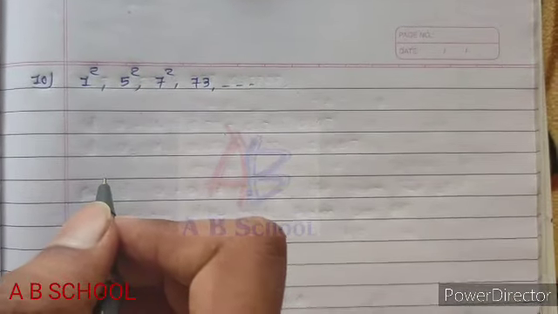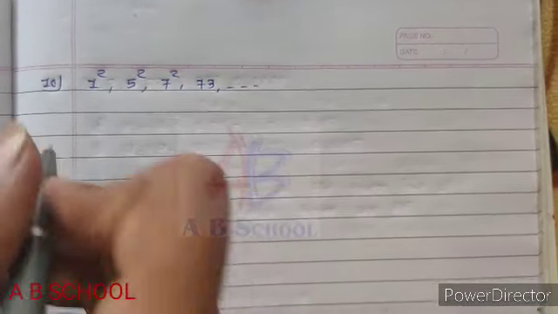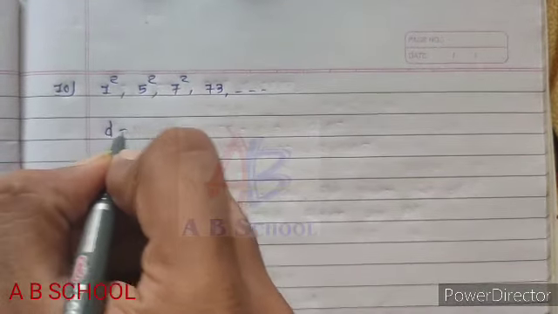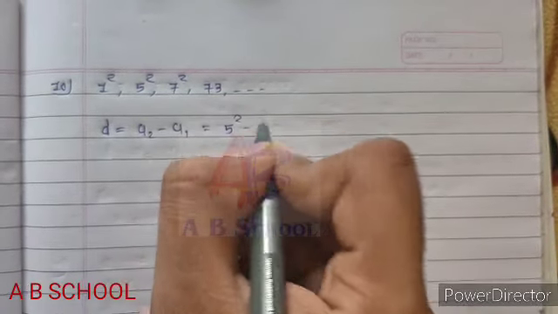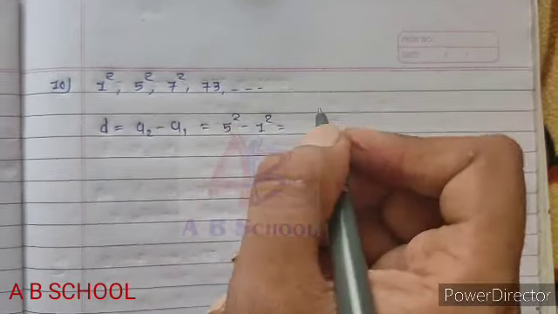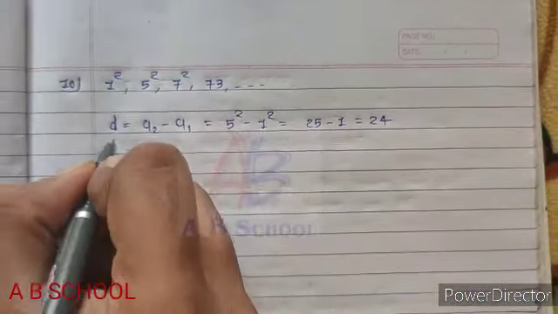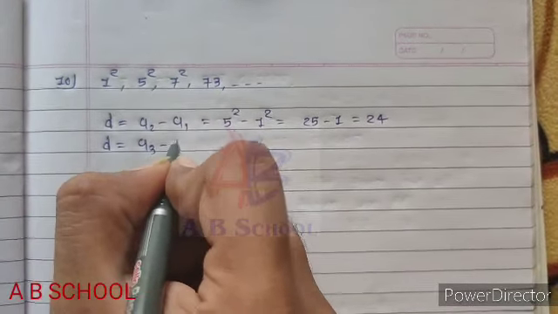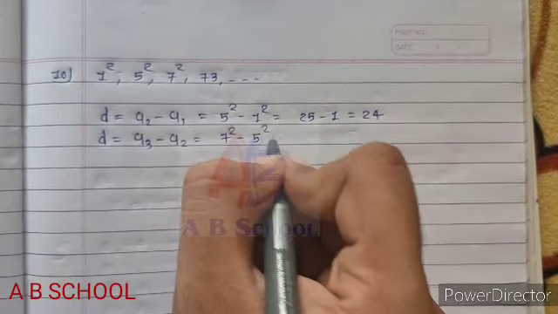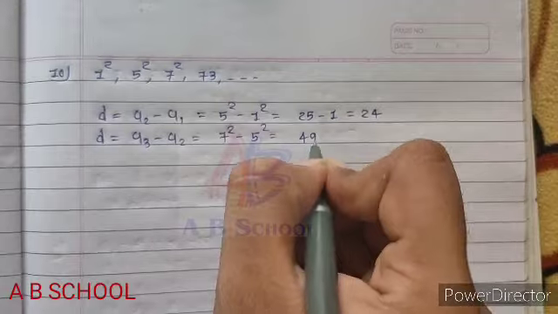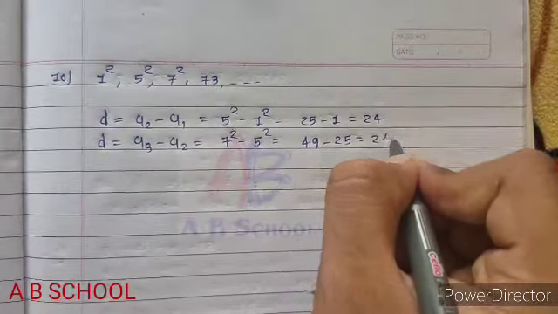Now number 10: 1 square, 5 square, 7 square, 73, and so on. For the common difference D is equal to A2 minus A1. Value of A2 is equal to 5 square minus A1 is equal to 1 square. 5 square is equal to 25 minus 1 is equal to 24. Common difference D is equal to A3 minus A2. Value of A3 is equal to 7 square minus A2 is equal to 5 square. 7 square is equal to 49 minus 5 square is equal to 25. So 49 minus 25 is equal to 24.